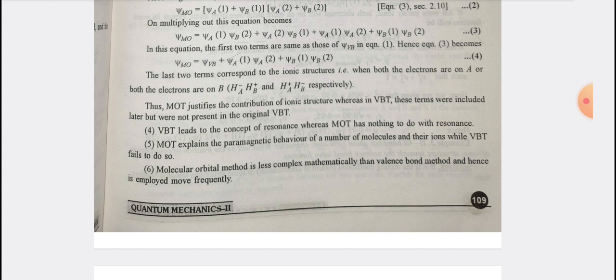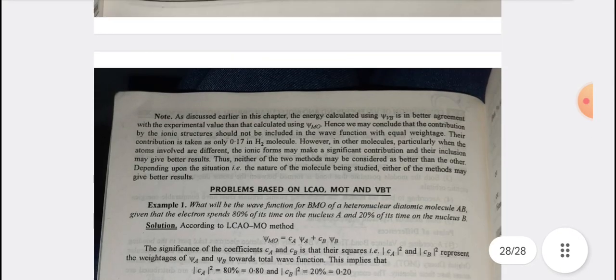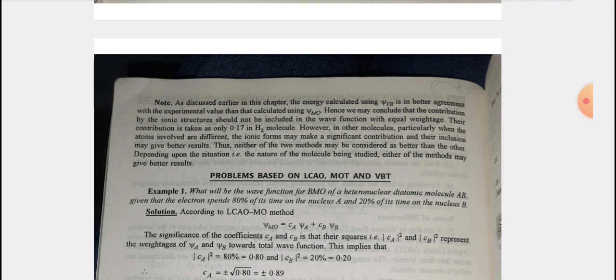Fourth, the VBT leads to the concept of resonance, whereas MOT has nothing to do with resonance. Fifth, MOT explains the paramagnetic behavior of a number of molecules and their ions, while VBT fails to do so. Sixth, the molecular orbital method is less complex mathematically than the valence bond method, hence it is more widely applied. Note, as discussed earlier in this chapter, the energy calculated using psi VB is in better agreement with experimental values than that calculated using psi MO.